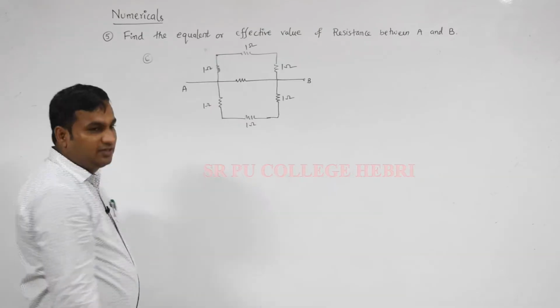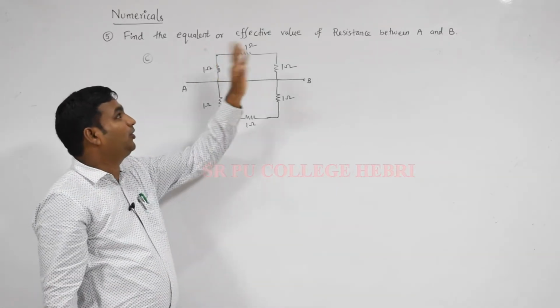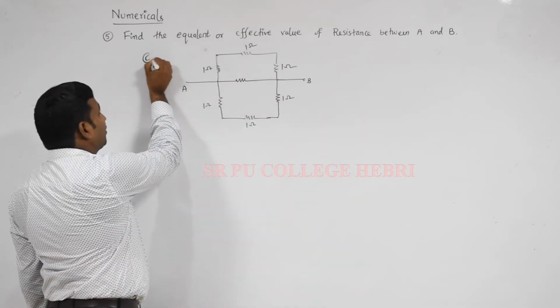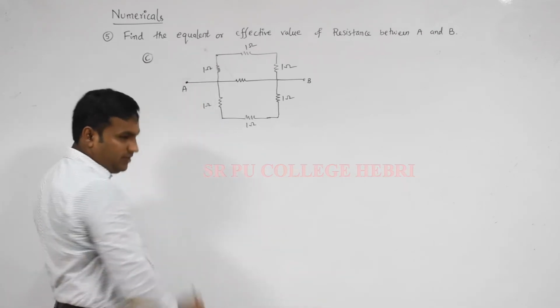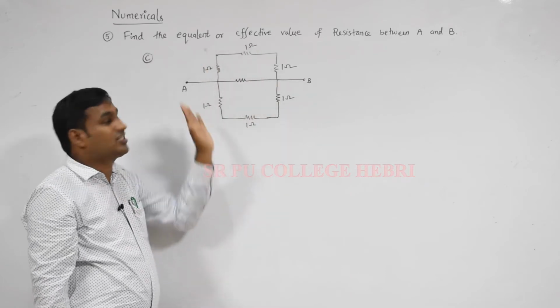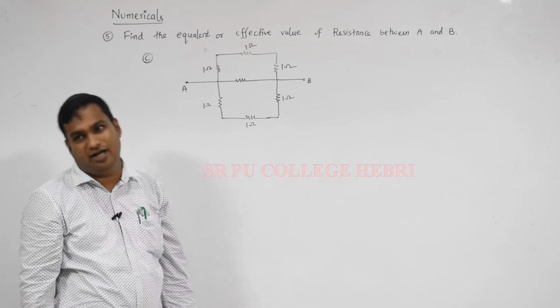Dear student, in question number 5, you have to find the effective or equivalent value of resistance between A and B. They have given the third circuit, I name it as C. The circuit is like this, with ends A and B. In between A and B, they connected a number of resistors like this. You have to find the effective value of resistance between A and B.